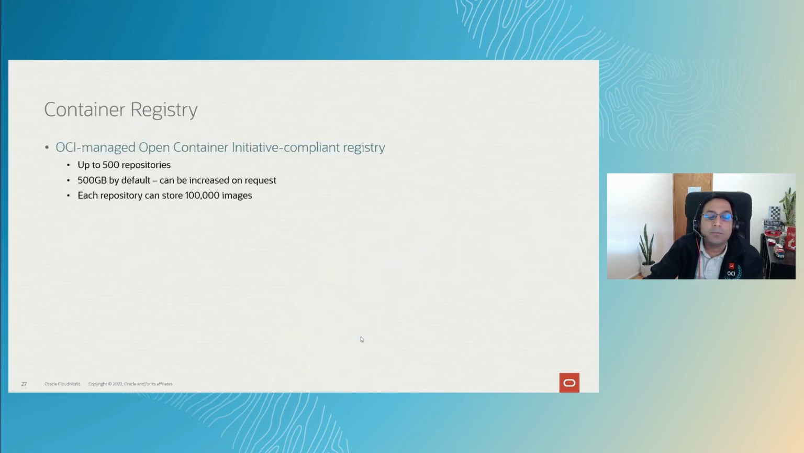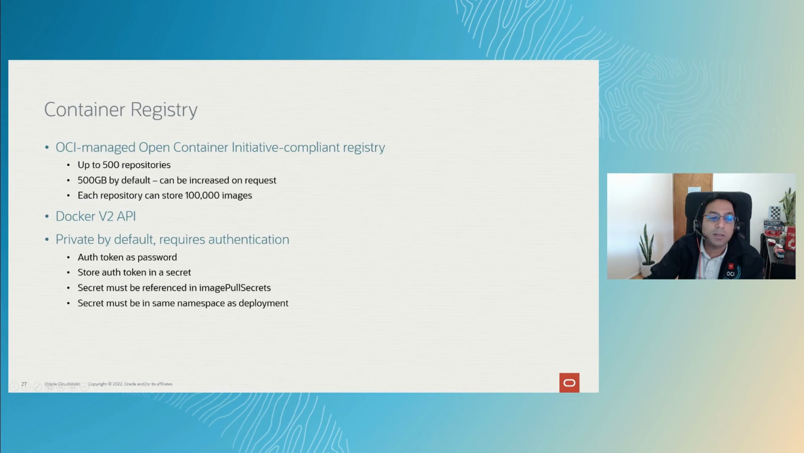So one of the first ones is container registry. It's an OCI managed, Open Container Initiative compliant registry. You can have up to 500 repositories where you can store 500 gig by default. You can increase this on request, and each repository can store up to 100,000 images. The container registry is Docker V2 compliant, and it's private by default, which means you require authentication.